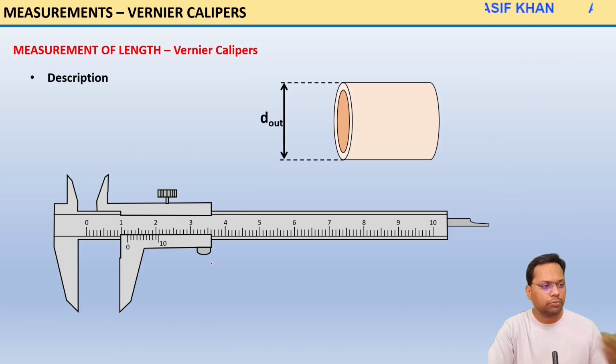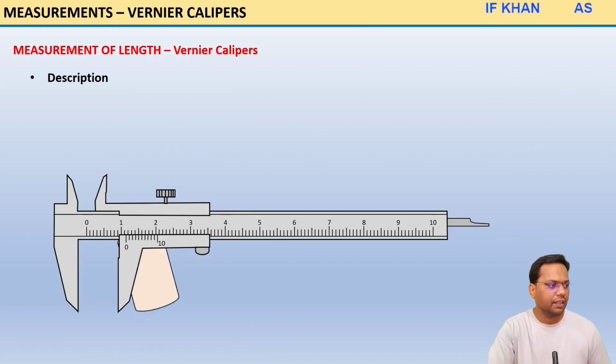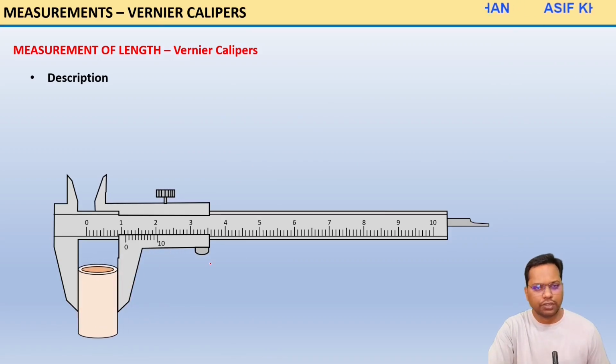Now you can see one more circle inside the outer circle, and the diameter of the inner circle is the inner diameter, denoted by d in. To find the outer diameter, we need to place the cylinder between J1 and J2 as shown in the figure. The reading on the Vernier calipers gives the outer diameter of the cylinder.